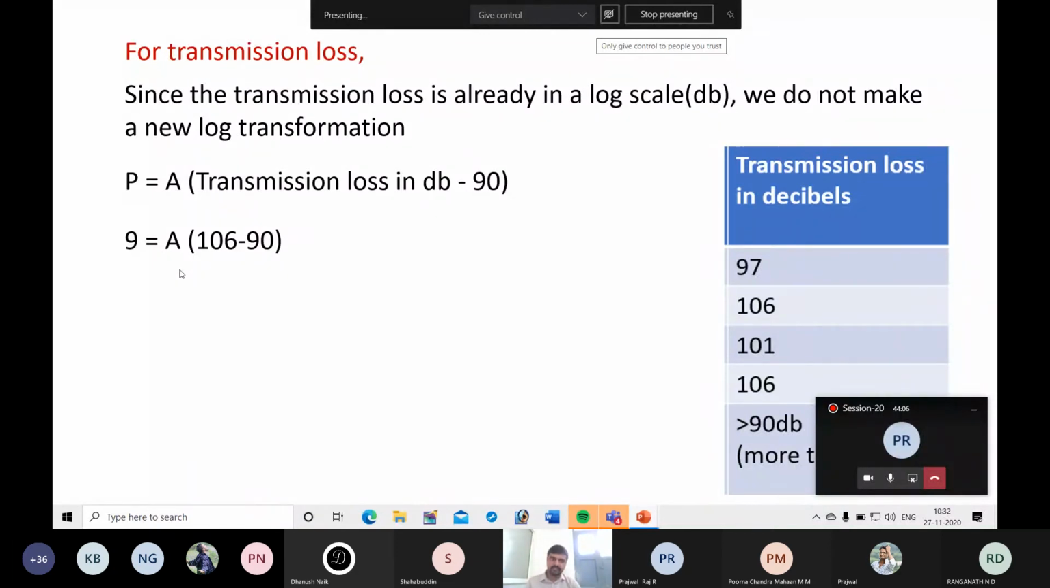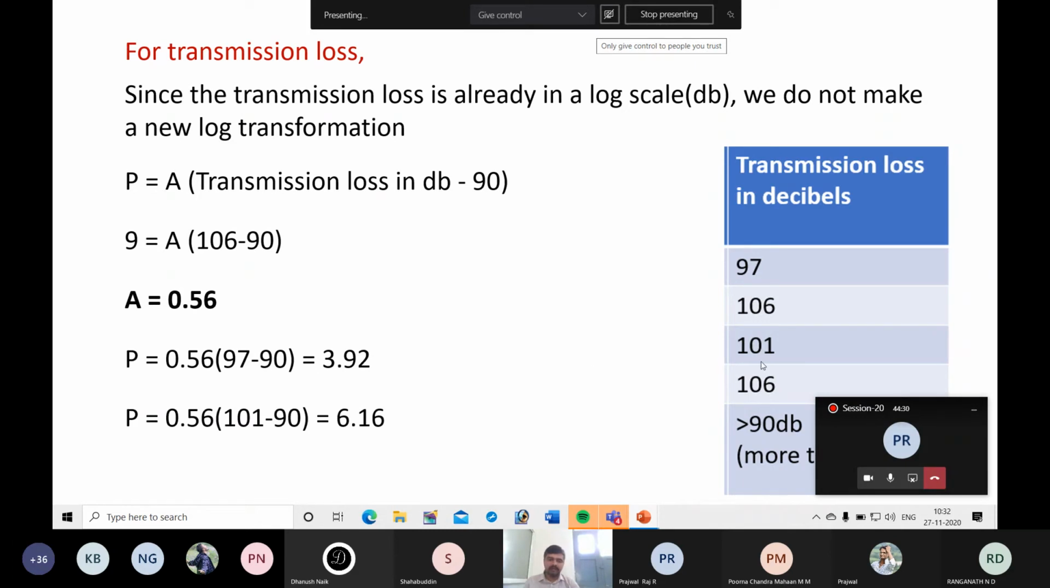Then you can find out the constant value A. You will get A is equal to 0.56. Next, you can find out P value for 97, same equation. So transmission loss in decibels is 97, minus this constant value since this is the minimum acceptable value. It is 3.92. Next, for 101, it is 6.16. So for B and D, it is 9. Already we have determined. For B also it is 9, for D also it is 9.